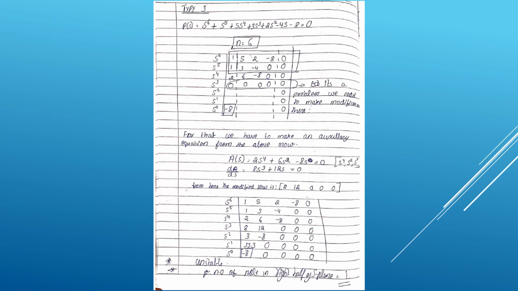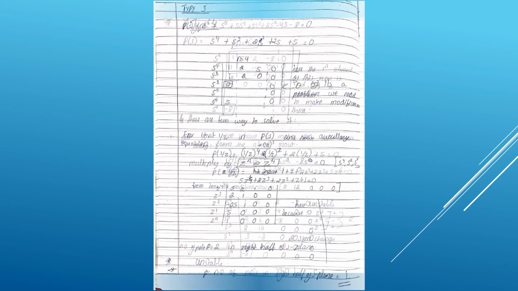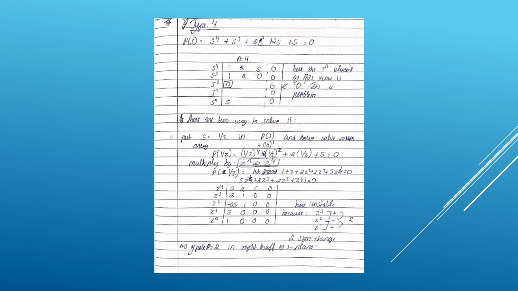Okay, and the last type is a little bit confusing, not too difficult. Let's check. If P of s is equal to s raised to 4 plus s cube plus 2s square plus 2s plus 5 is equal to 0, if the first element in any of the rows is 0, it's a problem. We cannot continue with that step.